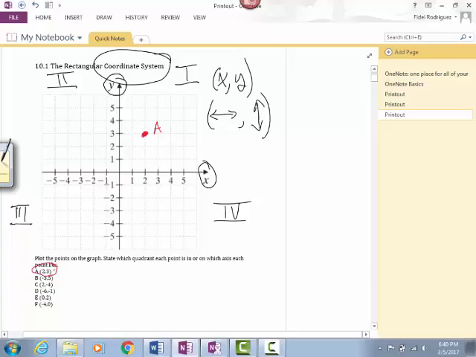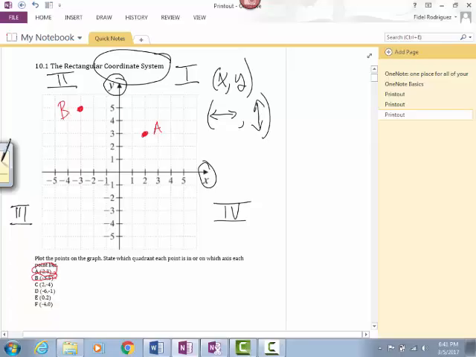Okay, let's try the second point. So my point B is a point negative 3, 5. Again, I'm going to start in the middle. I'm going to go to the left, 1, 2, 3. Since my second number is a positive 5, I'm going to move up 1, 2, 3, 4, and 5. And that's going to be my point B.